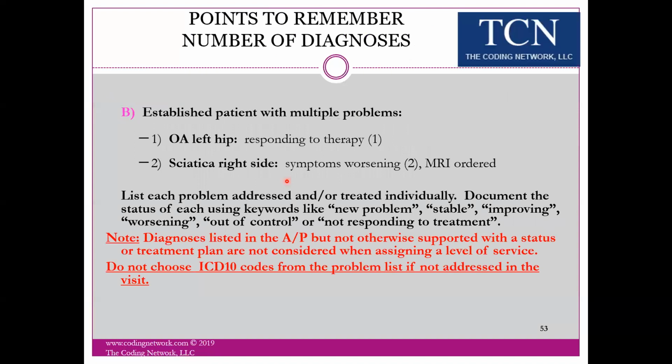So ideally, the assessment and plan would look something like this. You would document the condition and the treatment and link them so that it's clear this is the problem and this is what I'm doing about it. And again, responding to therapy, we would consider this stable and give it 1 point. But sciatica right side, symptoms worsening, definitely 2 points, or a total of 3. So here we have moderate complexity right here. And a data point for MRI ordered.